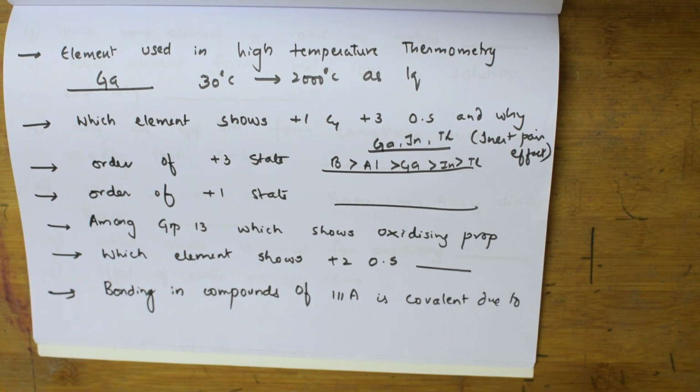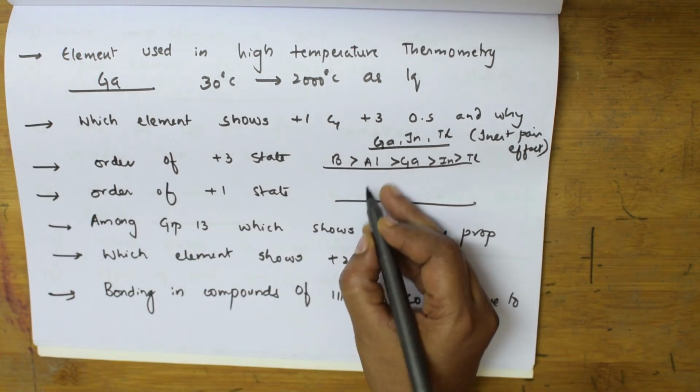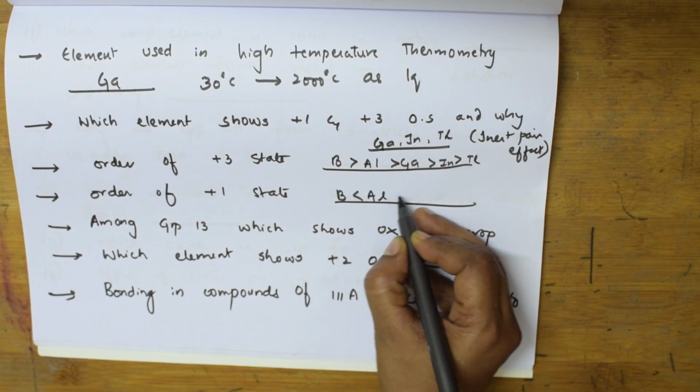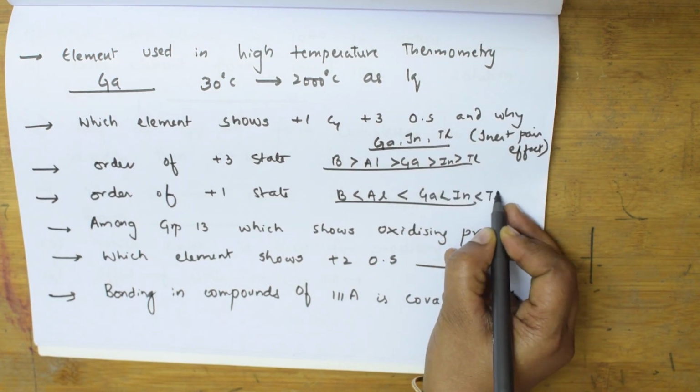So remember this order, students. Next one. They've asked us the order of +1 oxidation state. Just see here, boron will be less, it shows +3 basically. Boron is less than aluminium, less than Ga, less than indium, less than Tl.